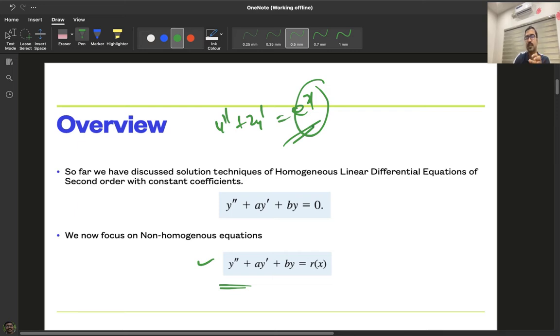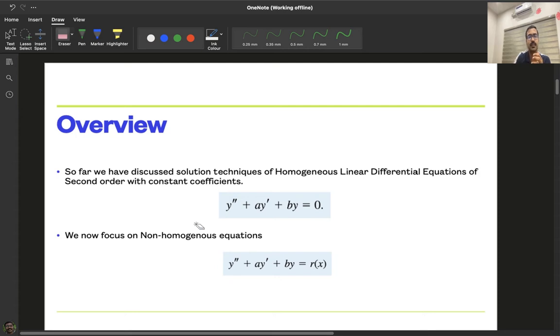We will be focusing on non-homogeneous linear second order differential equations with constant coefficients. The theory of this is basically linked with the theory of the homogeneous equation itself, because we'll see in a while why it's so. So we'll discuss it again.